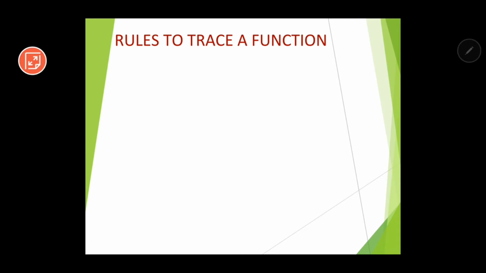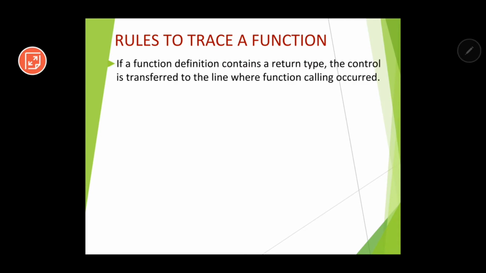The first rule says that if a function definition contains a return type, the control is transferred to the line where function calling occurred. If you have seen the other parts, in some functions there was something at the end called the return statement. So if a function definition contains a return type, then the control will be transferred to the line where function calling has occurred. It will be clear when I go to the problems.